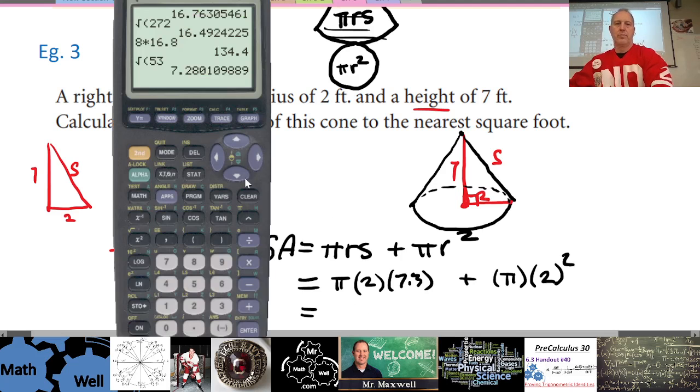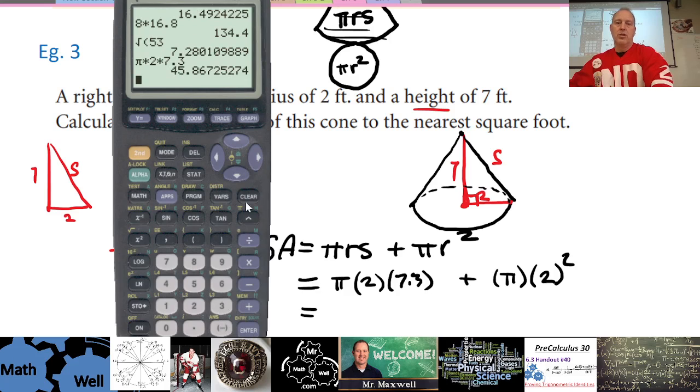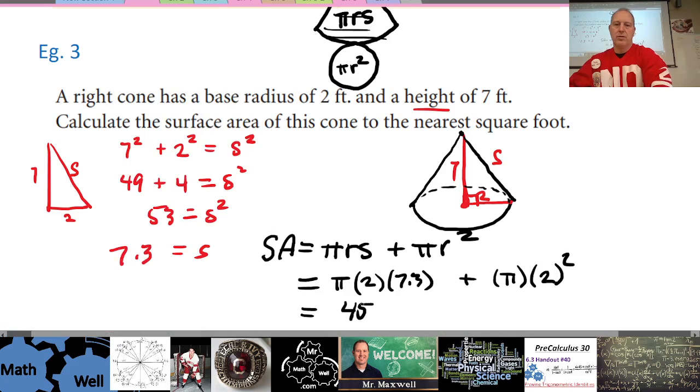So, let's see. Pi times 2 times 7.3. My pi button is right here. It's a second function. Use that button, please. Times 2 times 7.3. So I'm going to do this one piece at a time. 45.867. I'll use a few decimal places, more than just one during the question. I'll round it at the end.